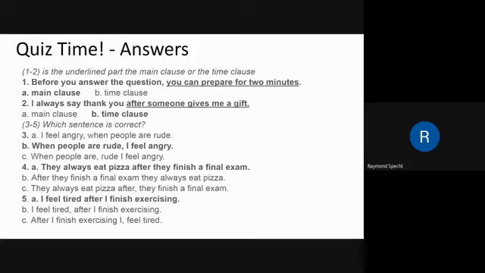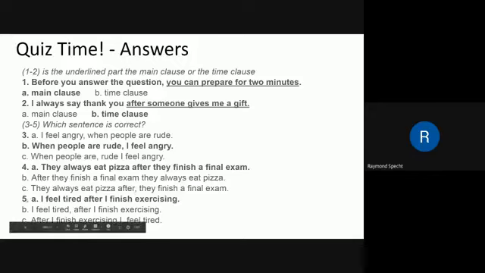Number 4, A. They always eat pizza after they finish a final exam. Okay? No comma in there because the time clause comes second. After they finish a final exam, they always eat pizza. The sentence is correct, except they forgot the comma. And C is wrong because they put the comma here.